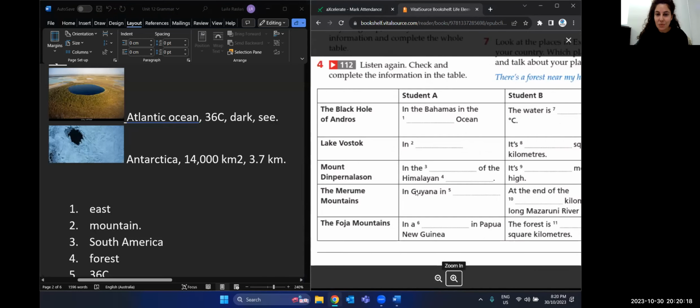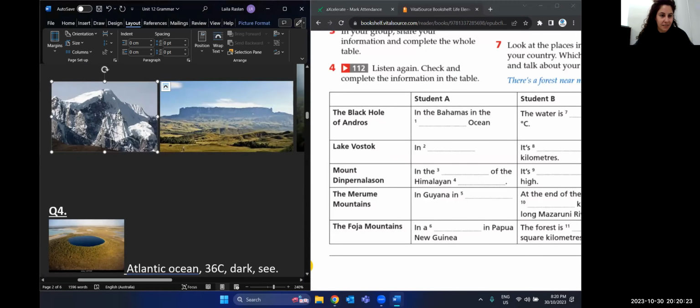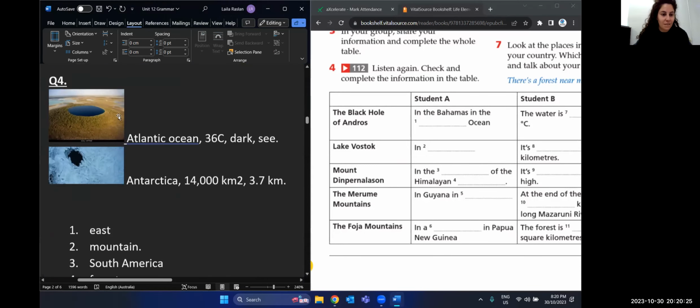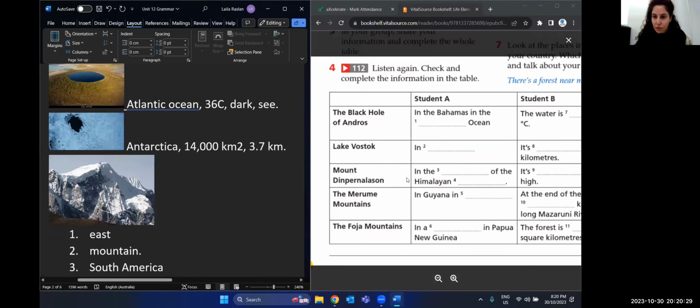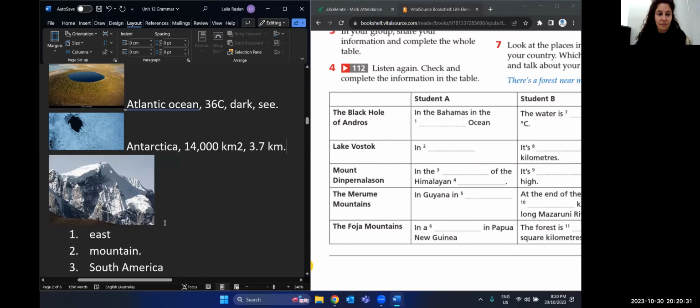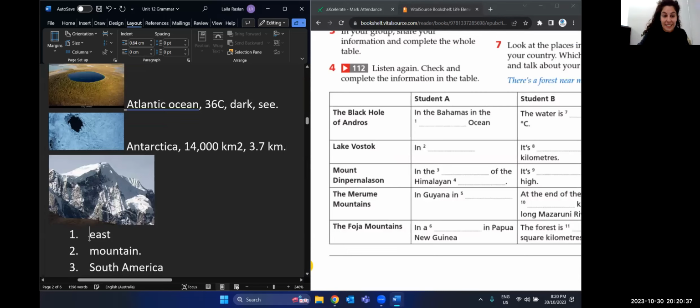Okay, the next one, Mount Dipernallison. That was this image here. First of all, where is it? Number 3, in the east of the Himalayan mountains. In the east of the Himalayan mountains.